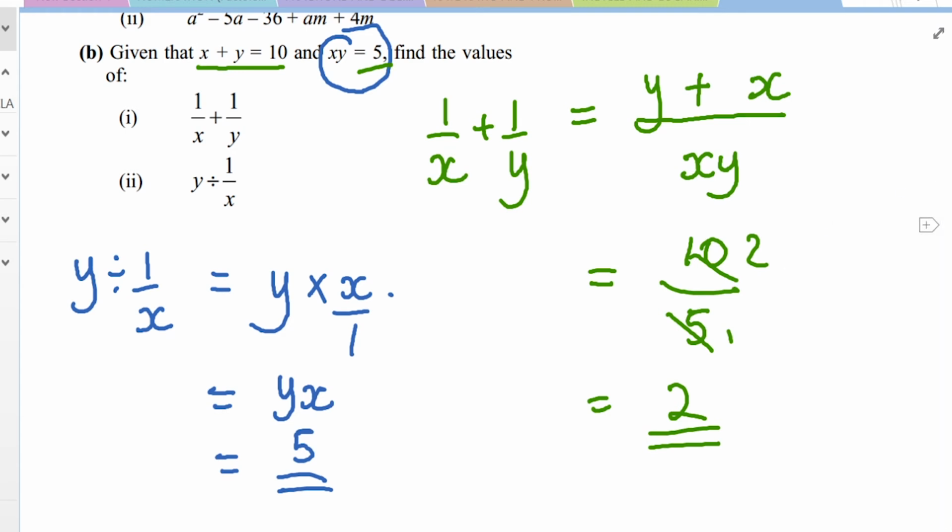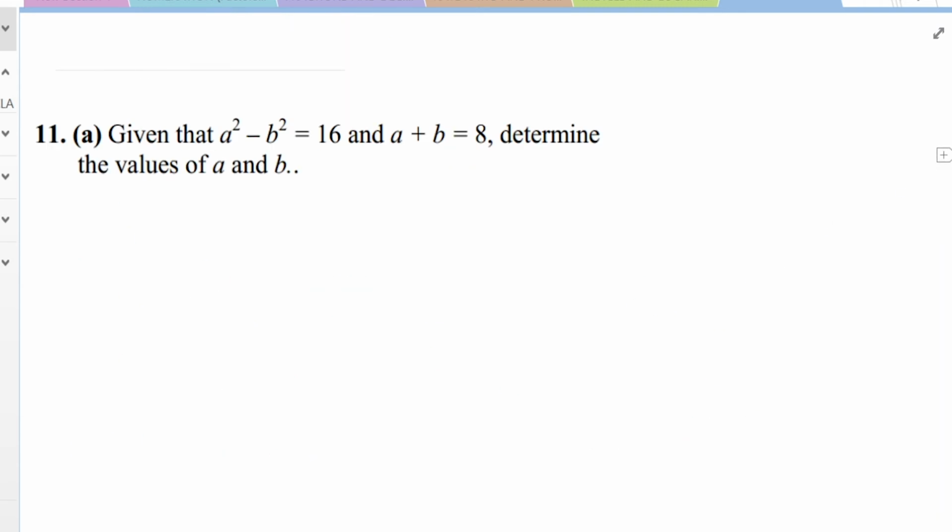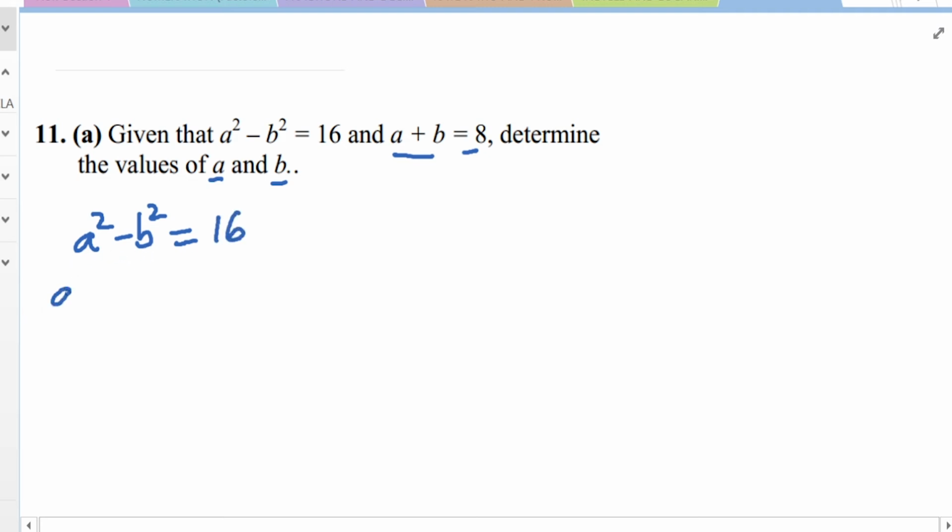And that's our answer. Moving on. Given that a squared minus b squared is equal to 16, a plus b is 8, find the values of a and b. So first of all, when they say that a squared minus b squared is equal to 16, this is a difference of two squares. So this is the same as saying a minus b into a plus b is equal to 16. That is what it means.